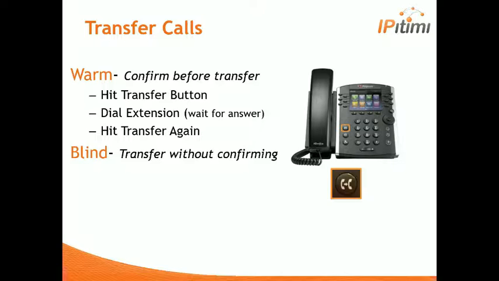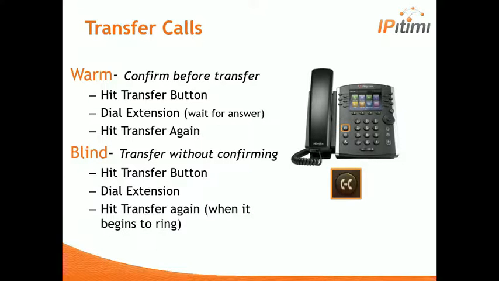For a blind transfer, the process is very similar, but you would transfer Susie through to John without confirming with John first. So you would again hit the transfer button, dial John's extension, and then hit transfer again as soon as his line starts to ring. You don't need to wait for John to answer the call, you just hit transfer and it sends Susie through to John.